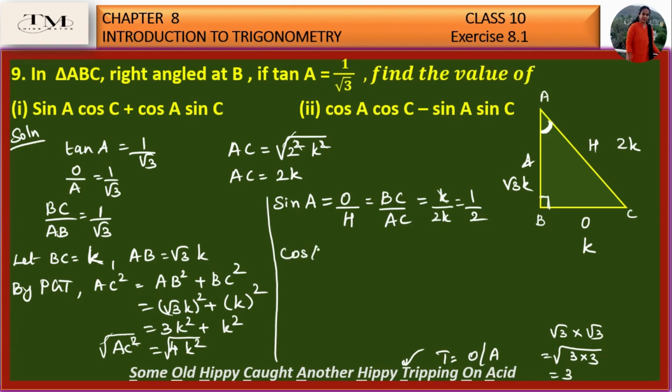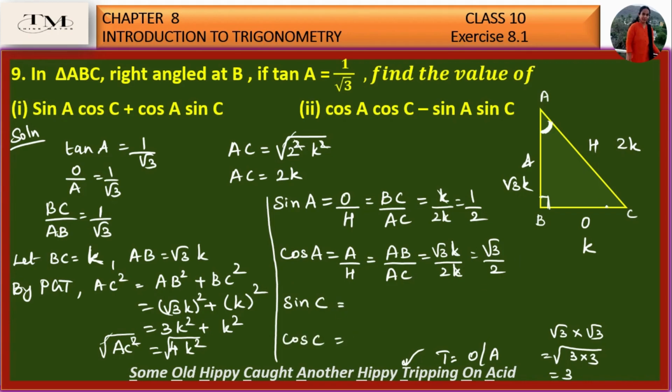Now let us find cos A. So for cos A, cos another hippie. So cos is nothing but A by H, adjacent side by hypotenuse. Adjacent side is AB. Hypotenuse is AC. What is the value of AB? It is root 3k. AC it is 2k. So k gets cancelled. So it is root 3 by 2. We found sin A, cos A.